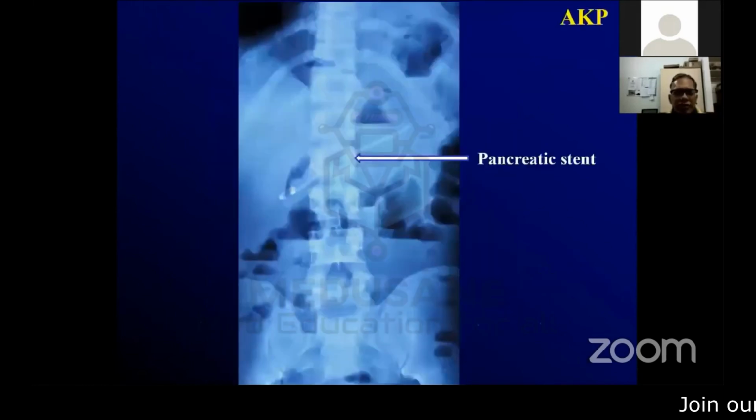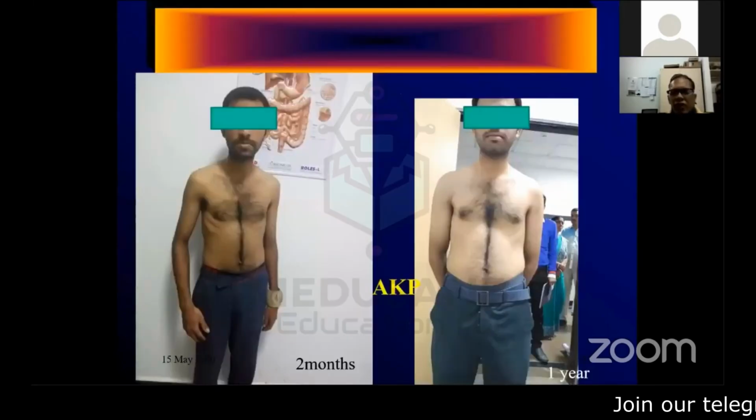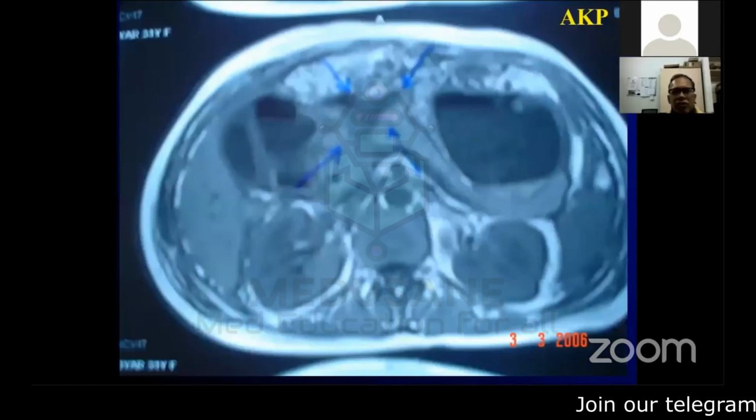They inserted a stent across the injury site, and with that also it requires something, but somehow we could manage this without surgery, and the pancreatic stent you can see subsequently. This patient after 2 months of follow-up and 1 year of follow-up, see the difference. He has gone down badly. Now this is looking better. Here's one more case. The pancreas is also disconnected.